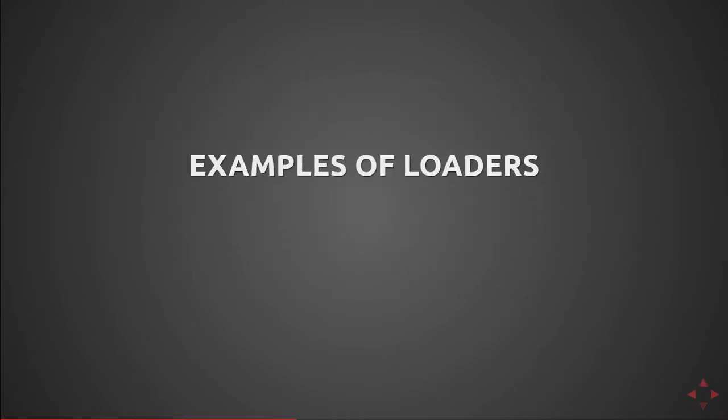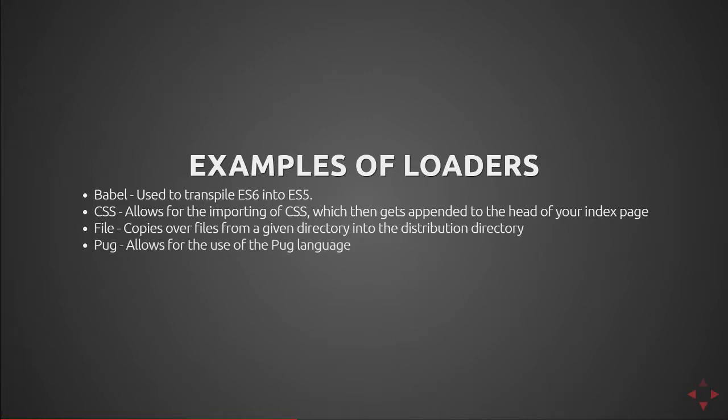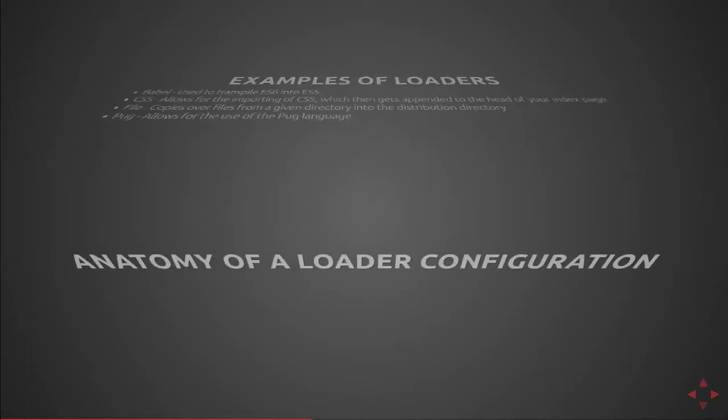A few examples of loaders are as follows: Babel, which is used to transpile ES6 JavaScript into ES5, which is more natively supported by browsers. CSS, it allows for the importing of CSS files that then get appended into your index page. File, this loader copies over files from a given directory into the distribution directory. And Pug, which we use in order to write an HTML replacement language called Pug. We'll be getting into the syntax and the use of that in a later video.